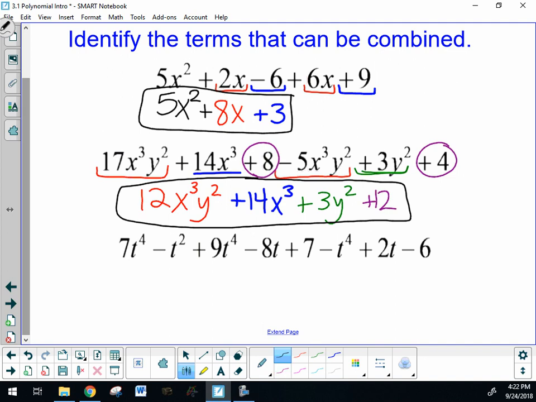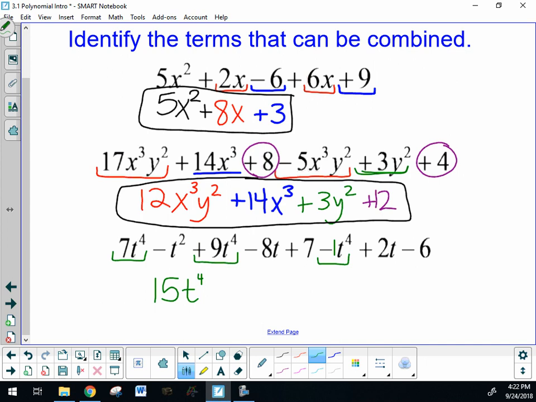One last one to try. T to the 4th here. Here's another t to the 4th term, and here is a third t to the 4th term. Look for all of the ones that are alike. So this is 7 of those plus 9 more. Subtract 1 of those. So 7 plus 9 minus 1 is 15 t to the 4th.